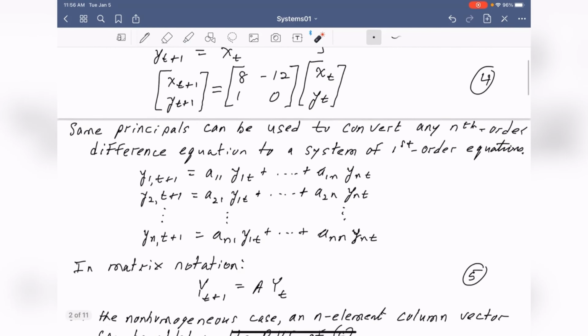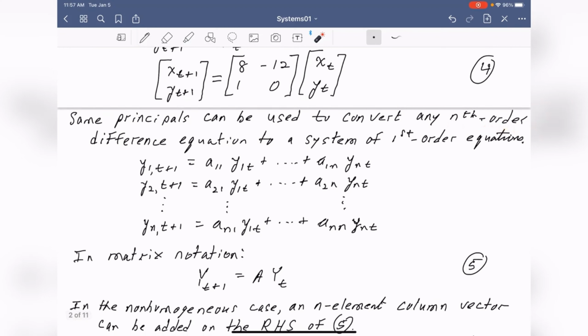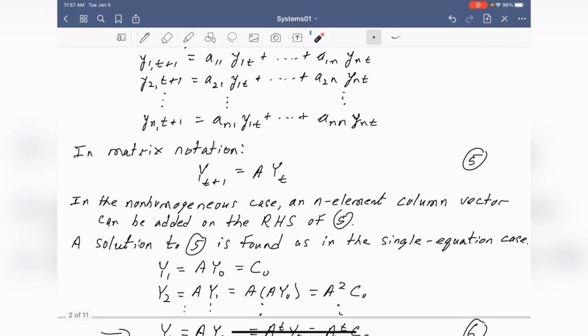The same principles can be used to convert any nth order difference equation to a system of first order equations. So if we look at n equations, we get that y1(t+1) is equal to a11 y1(t) plus ... plus a1n yn(t), and we have a second variable, and so on up to yn as well. So we have n different variables, and all of them are expressed in terms of first order equations.